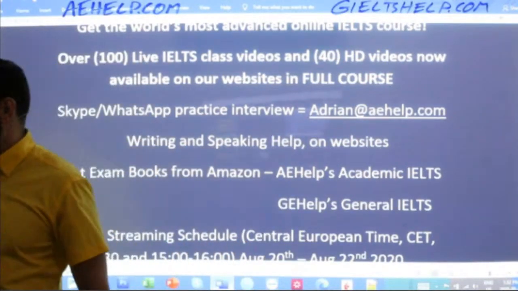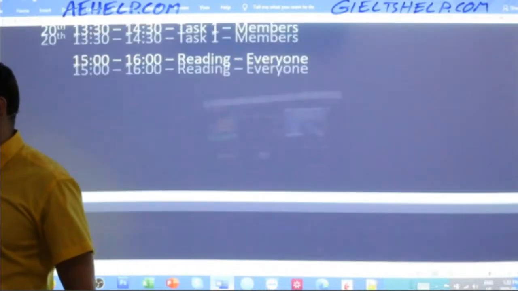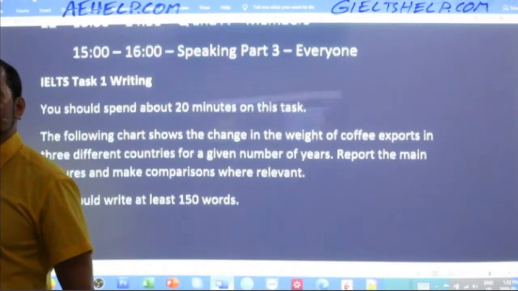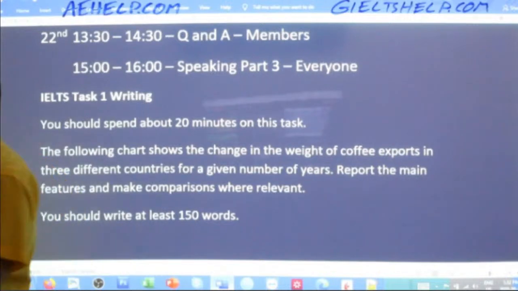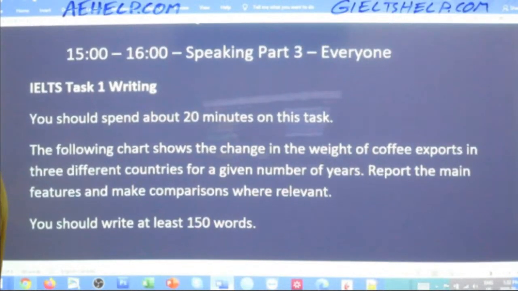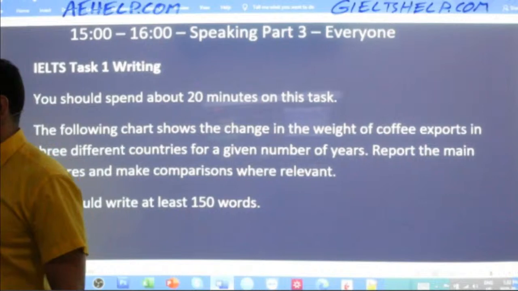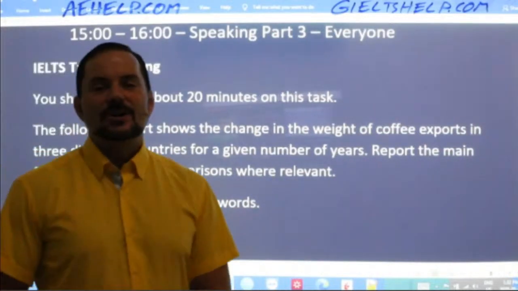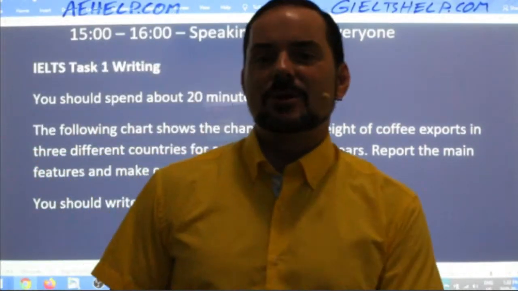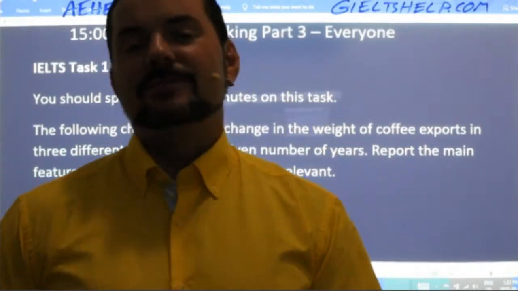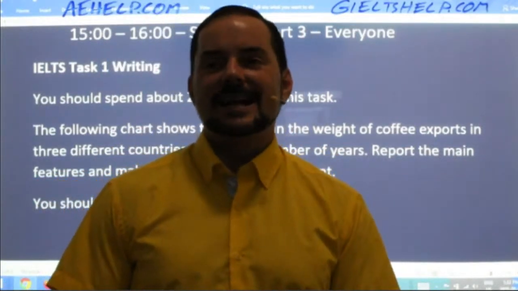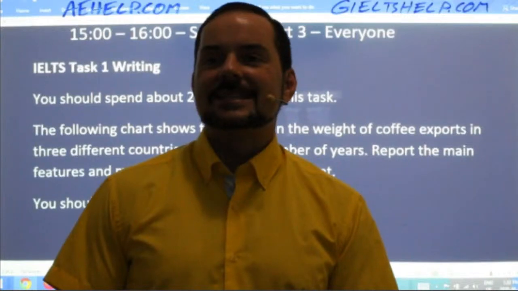All right, everyone, so let's have a look at today's Task 1 writing question. Here we go. First step is always just to read the question really carefully, making sure that you understand exactly what it is.